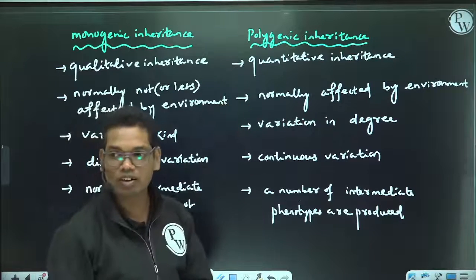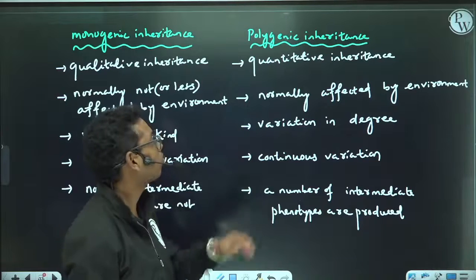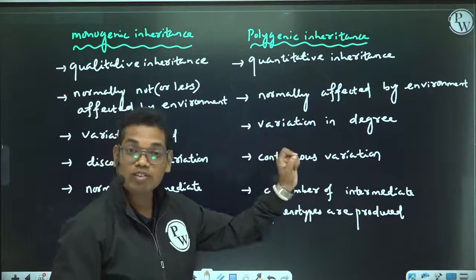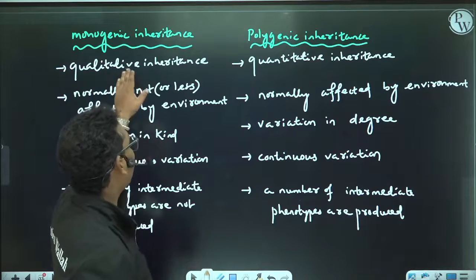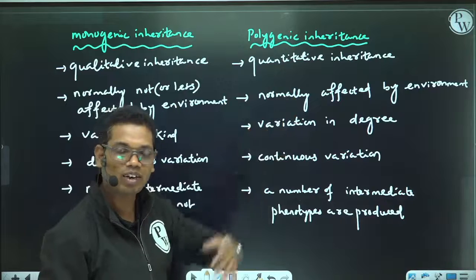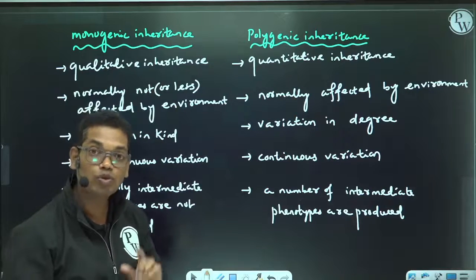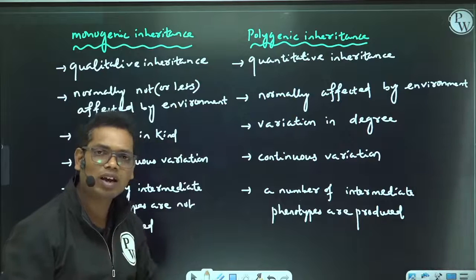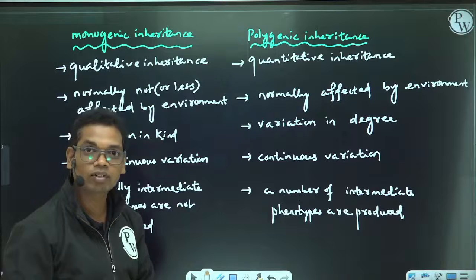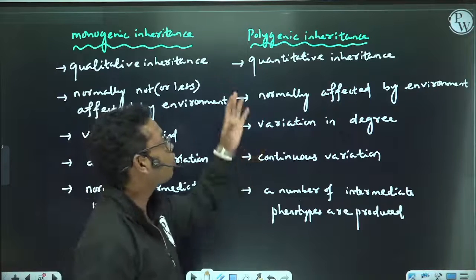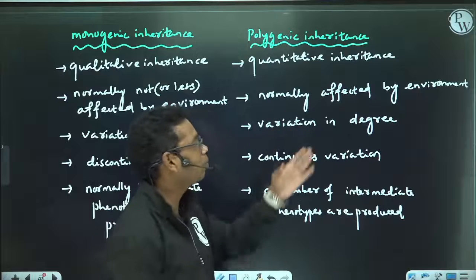But in case of polygenic inheritance, more than one gene will control one character. Monogenic inheritance is called qualitative inheritance. Polygenic is known as quantitative inheritance. In case of monogenic inheritance, the phenotype is normally not affected by environment, and if it is affected, it will be less affected. But in case of polygenic inheritance, the phenotype is normally affected by the environment.